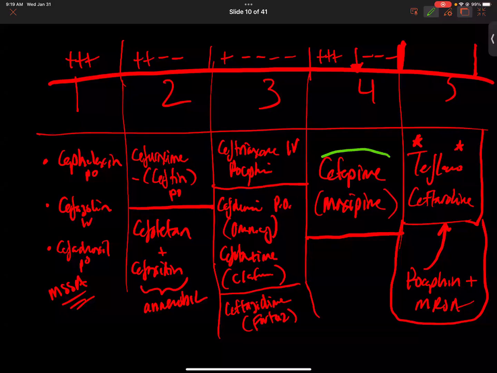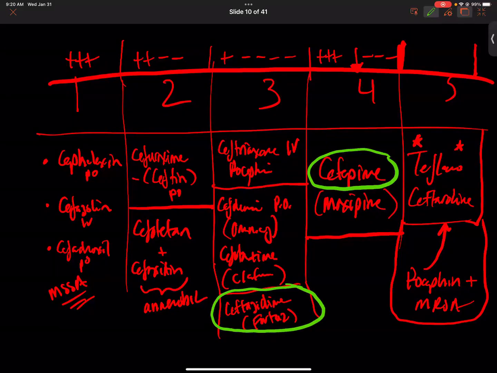Cefepime. Anti-pseudomonal. Very good. Others. Are there others? Yeah. Ceftazidime. Very good. Oh, that was a quick list, wasn't it? Yeah. So what you come to realize is that the cephalosporins don't have great coverage against Pseudomonas. Okay. But our friends, the carbapenems, which we'll get to, do have pretty good coverage. Other questions? Thank you for bringing that up.